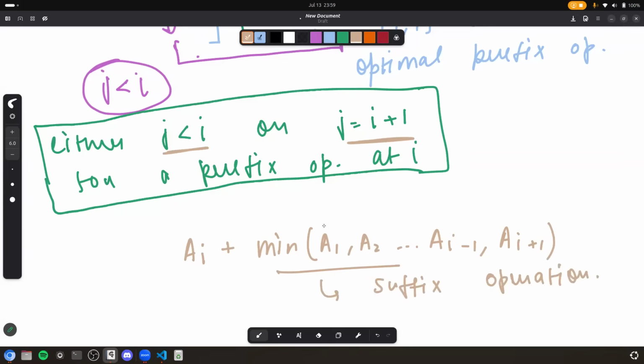Since I could have chosen any one of these to mark the whole array, I would choose the one with the minimum cost to minimize the overall cost. So the total cost would be AI, which is the prefix operation, plus the minimum of these plus the suffix operation.